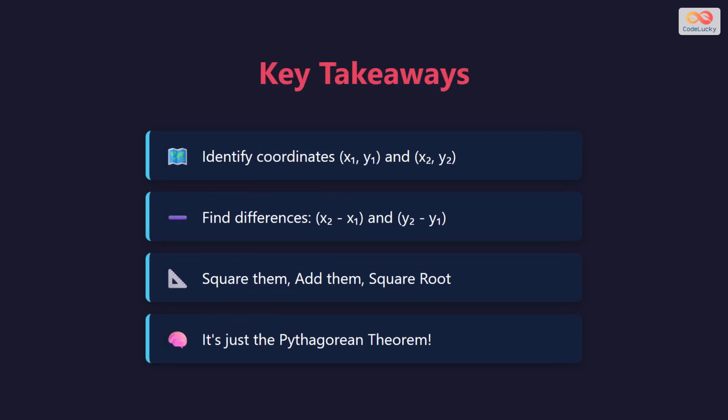To summarize, always identify your 2 coordinate pairs first. Find the difference in x and the difference in y, square those differences, add them together, and take the square root. Remember, the distance formula is just the Pythagorean theorem in disguise.